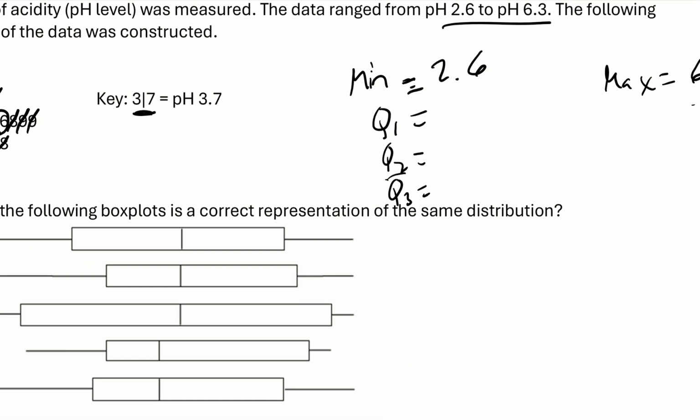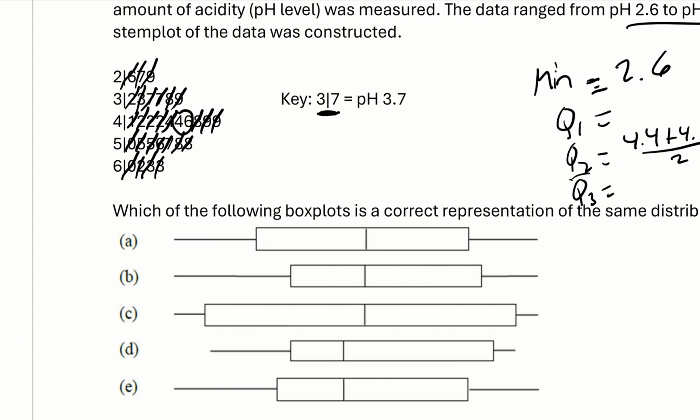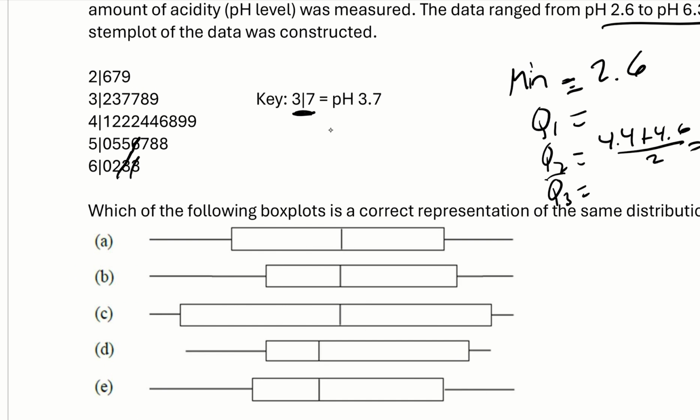So we got to add those up and divide by 2. So we got 4.4 plus 4.6 divided by 2. That's 9 divided by 2. That's 4.5, halfway between those. That makes sense. So now we got our median, which is between those, which means it's going to split the data into the left half and the right half. So let's do the first quartile, the middle of the left part.